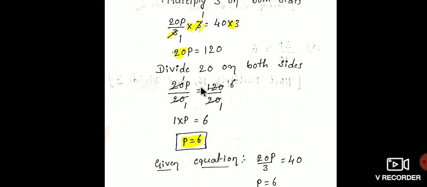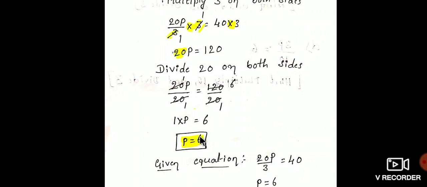Second, we have to separate this variable from 20. So 20 into p means multiplication will be there, right? So to remove it, we should divide 20 on both sides. Already they gave 20p is equal to 120. We should divide: 20p by 20 is equal to 120 by 20. So this 20 gets cancelled. 1 into p, 1p, or p is equal to 6. The value of p, or the variable, is 6.